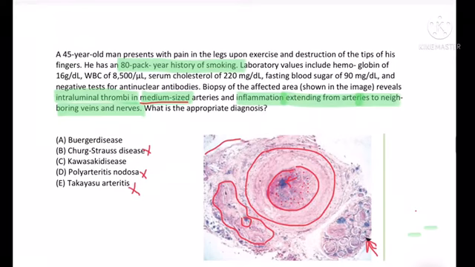There is no indication like that here. And again, the most important thing, anti-nuclear antibodies are positive in case of Kawasaki disease, so it cannot be Kawasaki disease. So by ruling out all the answers, you can choose the correct option.